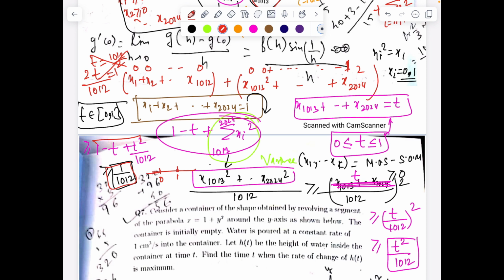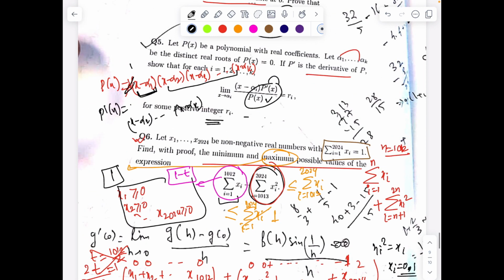So look, in 0 to 1, how was this function? The minimum value is coming at some positive value, long after that. So I know the function is strictly decreasing in the interval 0 to 1. Right. So since it's strictly decreasing, the minimum value will come at t equal to 1. And at t equal to 1, the answer will be 1 by 1012. So the correct answer for this question is: maximum value is 1 and minimum is 1 by 1012.